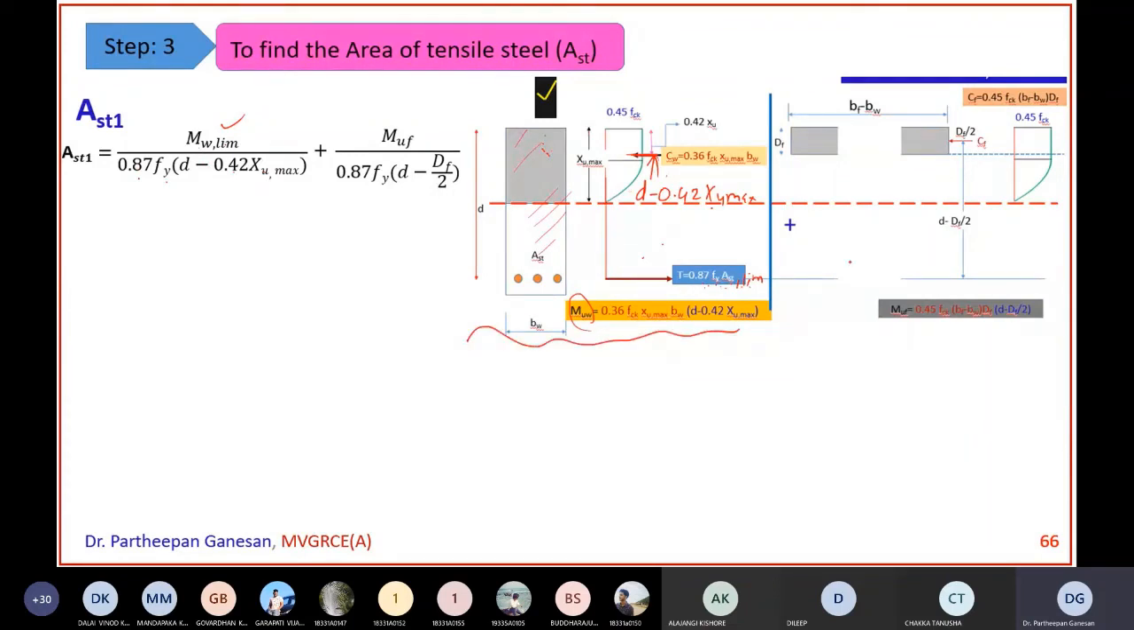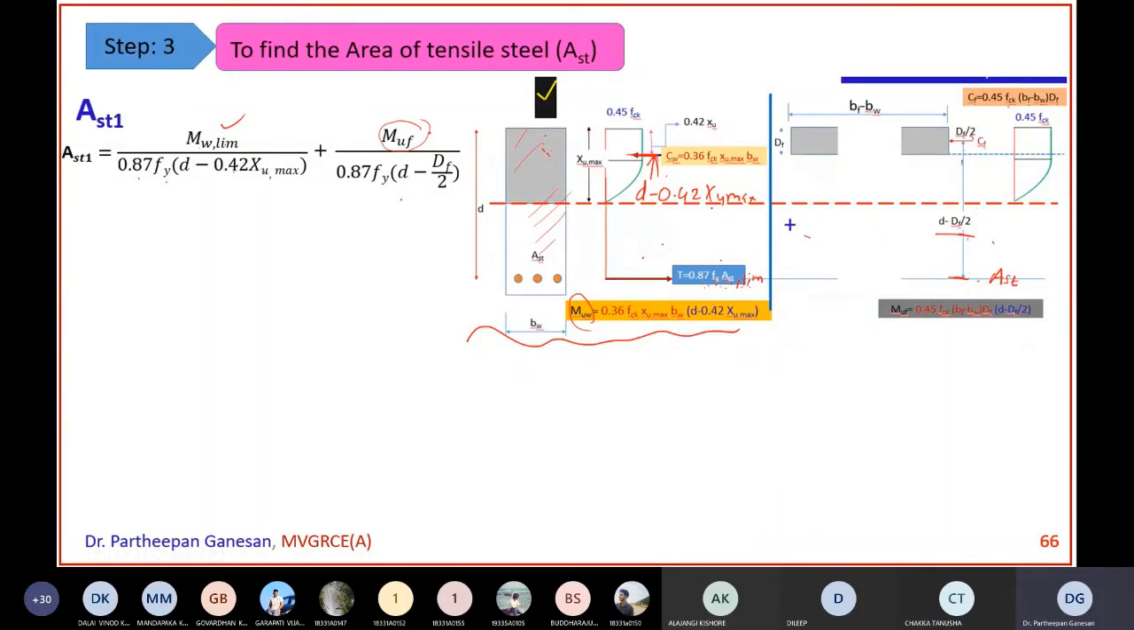Now you also have this portion. Here, this is the moment taken. This is the flange. The compressive force in the flange is 0.45 fck into bf minus bw into Df. At the bottom, you have 0.87 fy into Ast. We are taking moments about this point. So the moment about the flange is equal to 0.87 fy Ast into d minus Df by 2. This is the lever arm distance.